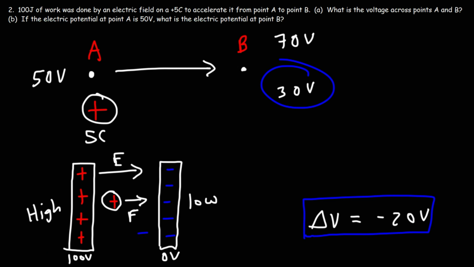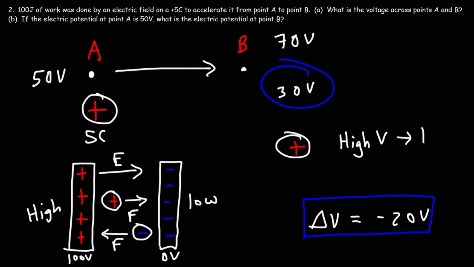Now, if there was a negative charge, the electric field, rather, would cause the negative charge to move from a low potential to a high potential. Now, it's important that you understand that. So I'm just going to summarize this for notes. For a positive charge, it's going to move from a high potential, or high V, to a low V. It will accelerate in that direction due to the electric field. But a negative charge will accelerate from a low V to a high potential due to the electric field.